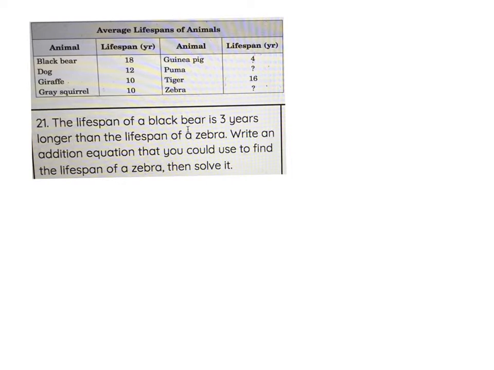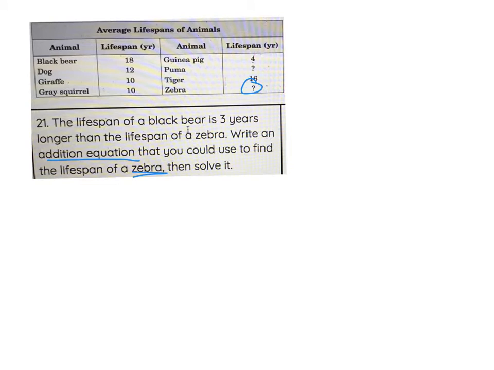Ladies and gentlemen, you read this question, and the bottom line is that they want us to write an addition equation that we could use to find the lifespan of a zebra, and then we're going to solve it. You look in the table, because you're supposed to use the table for this info, and they don't give us the lifespan of a zebra, okay? But here's what they do tell us. They say that the lifespan of a black bear is 3 years longer than the lifespan of a zebra.